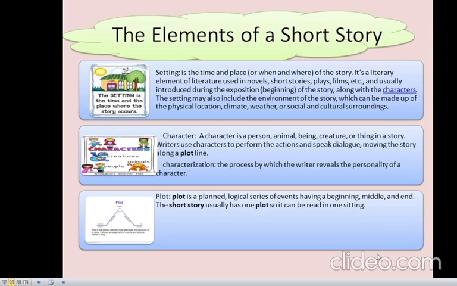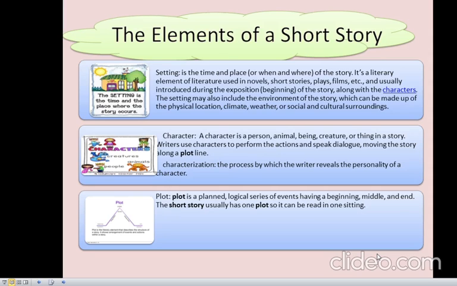Through the process of characterization, the writers introduce the characters. So characterization is the process by which the writer reveals the personality of a character, and characterization is the creation of imaginary people who appear to be real to the reader, as if they are real. When we are reading a short story, you feel that these imaginary people are real characters, and the writer of course gives information about the characters in the story through the process of characterization.